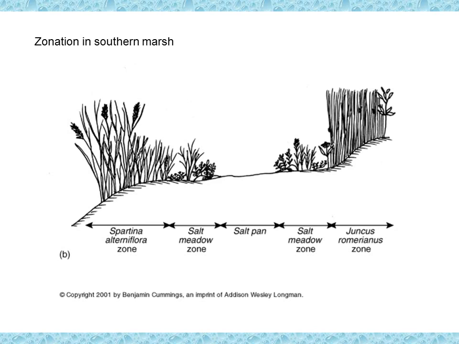But then you have this area called the salt pan. Then it picks up again with the salt meadow zone, and then you have the southern marsh equivalent of the Juncus gerardi, which is the Juncus roemerianus. Now, the striking difference between the southern salt marsh and a northern salt marsh is that salt pan. So what happens there is that as the tide comes in, water hits that salt pan area, and probably just beyond it to the right. And then when the tide goes out, the salt gets stuck in that habitat.